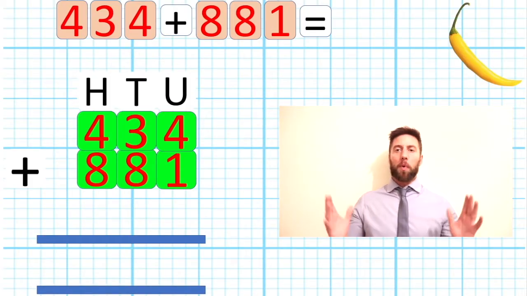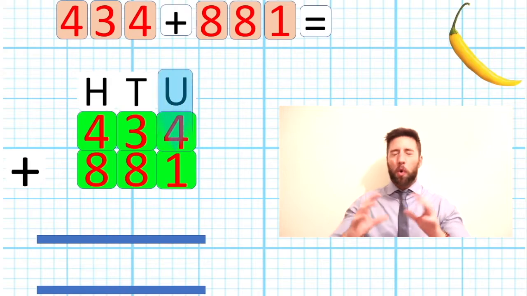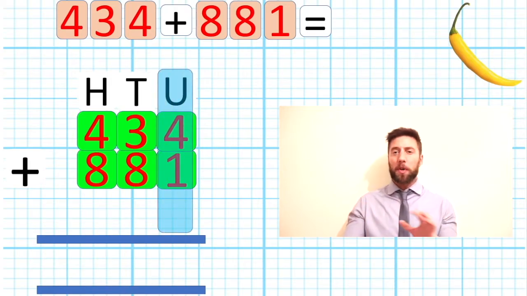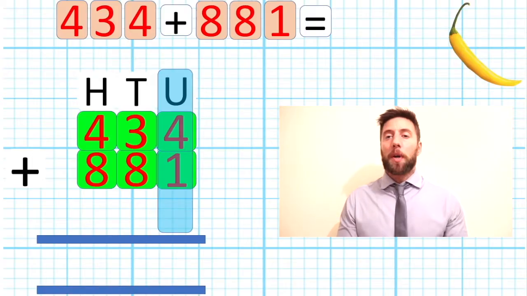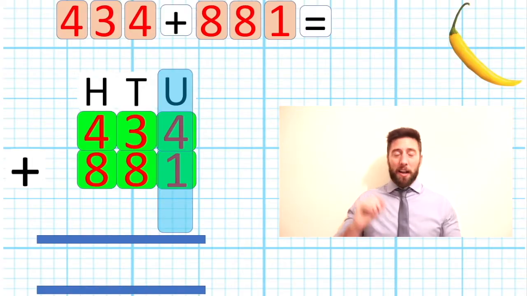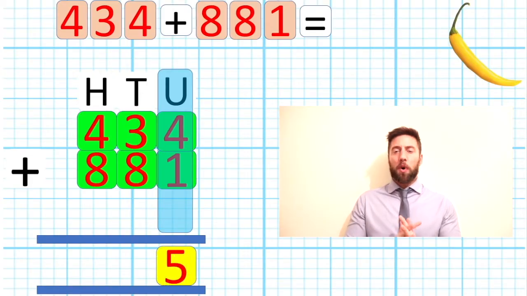Where do we start? Well, we know now we start in our units column. We always start with our smallest value whenever we're doing any form of column work, addition, subtraction, multiplication, anything like that. So here we go. Our units, adding 4 to 1 equals 5. Nothing difficult there. Same as stage 1, same as our green chili challenge.